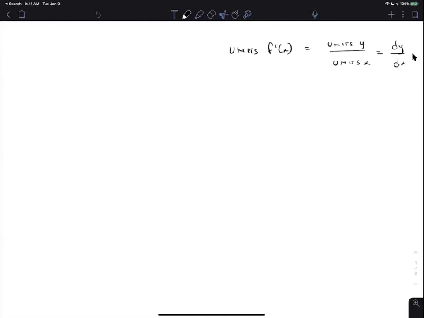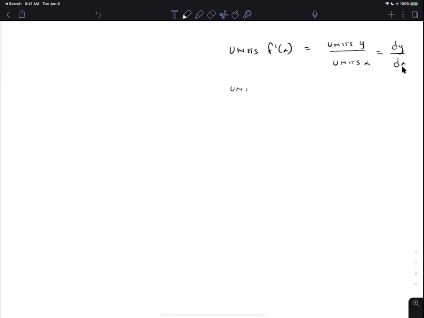That's a symbol I think that's typically de-emphasized in Calc 1, but becomes a little more important in Calc 2 and a lot more important at the end of Calc 2 and into Calc 3, using this notation rather than f prime of x. This is a more specific notation because it tells you that it's the change in y with respect to the change in x. Does that make sense to everybody? Okay, so the units of the derivative are the units of y divided by the units of x.